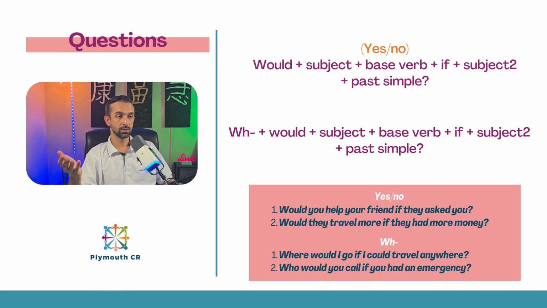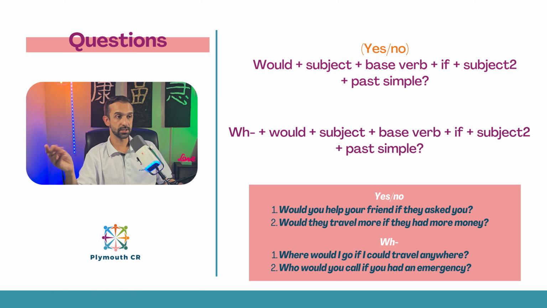It can be would, could, or might. Then you have the subject and then the verb in the base form. Okay, and then you add the if clause, which is the if plus the subject, the subject number 2, but that doesn't mean that it's a different subject. It can be the same subject. Okay, and then the verb in the past simple.